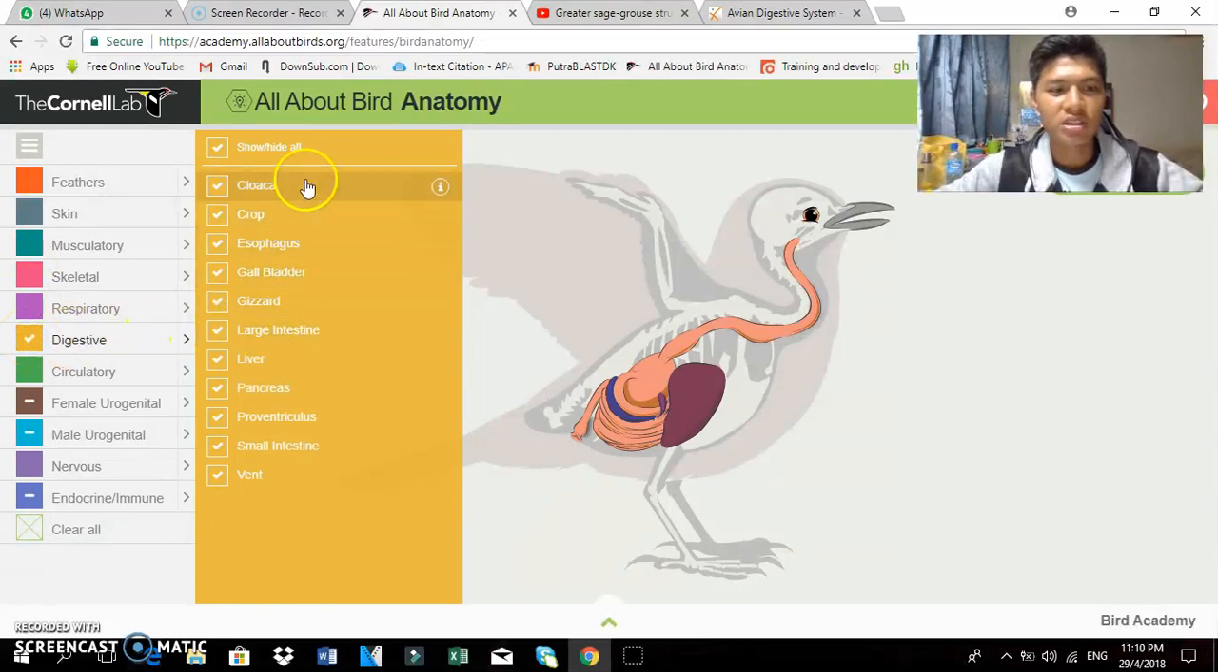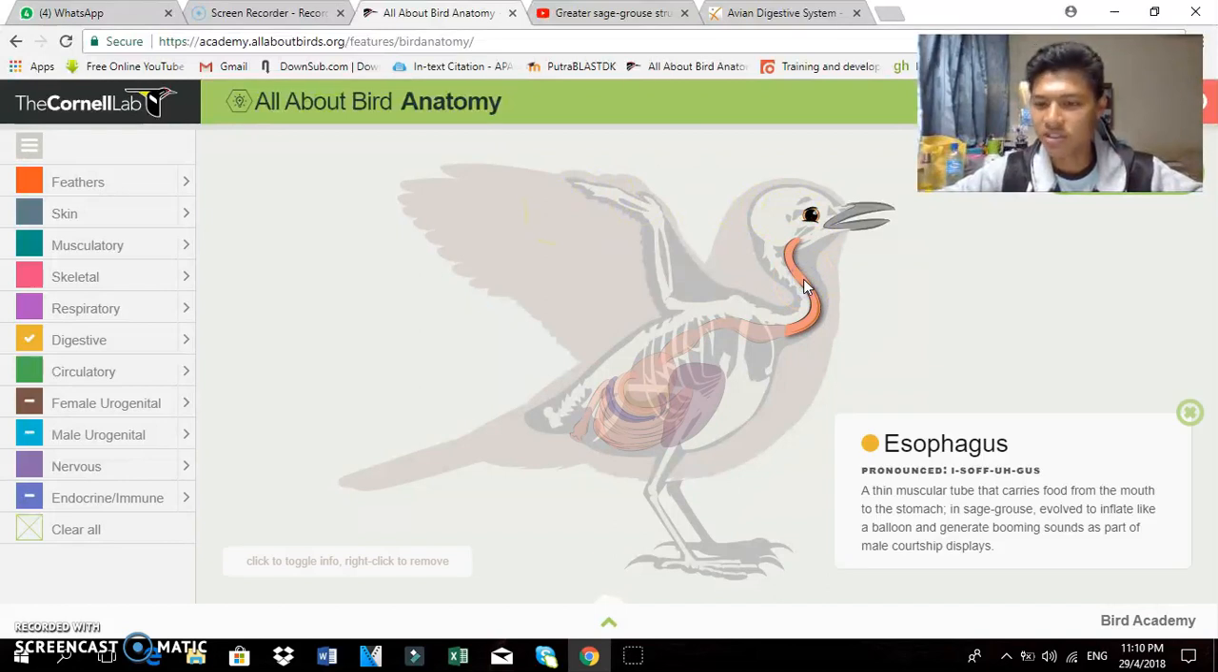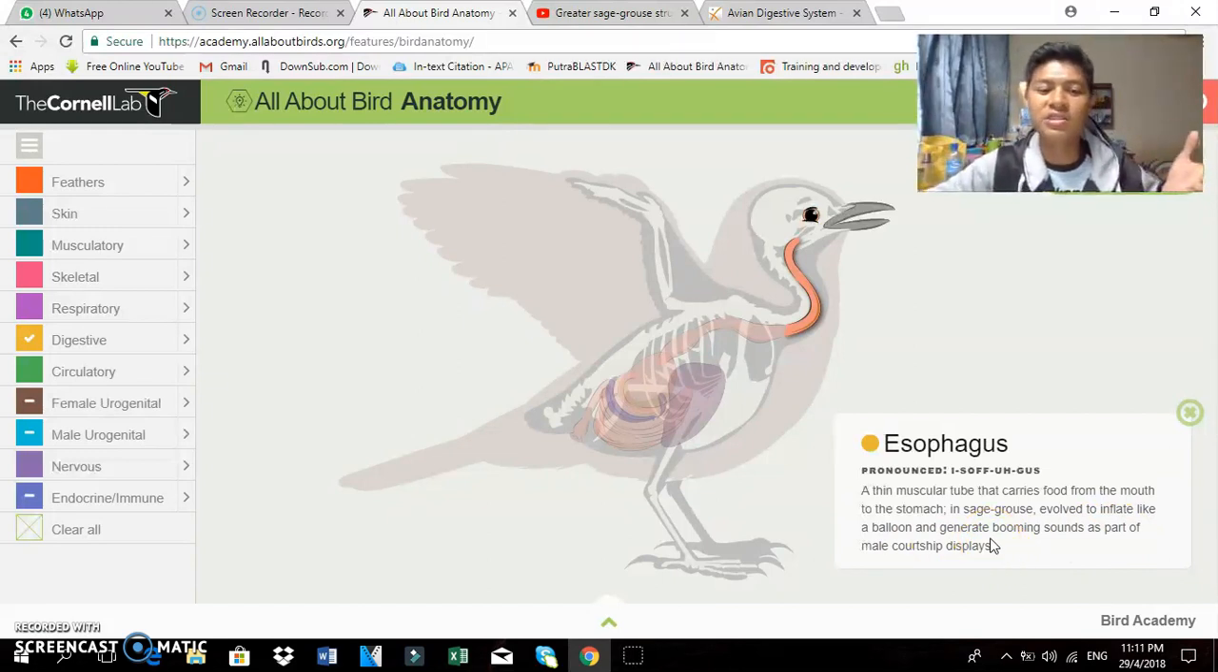As you can see here, this is all the detailed parts of the digestive system, and I will share with you. So let's go one by one. The first is the esophagus. The esophagus of the bird has a quite similar function to the human. It will carry the food from the mouth to the stomach. But in certain species, such as the sage grouse that this website has provided, it will inflate like a balloon and generate a booming sound as part of the male courtship display. So in a certain species of birds, it has other functions.